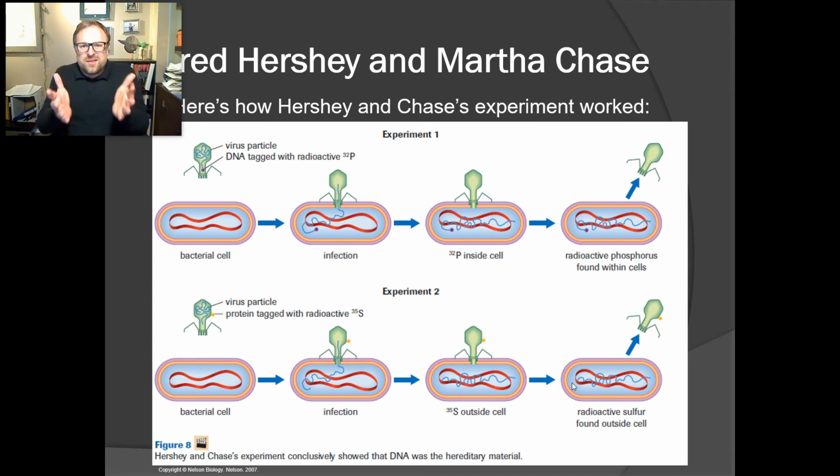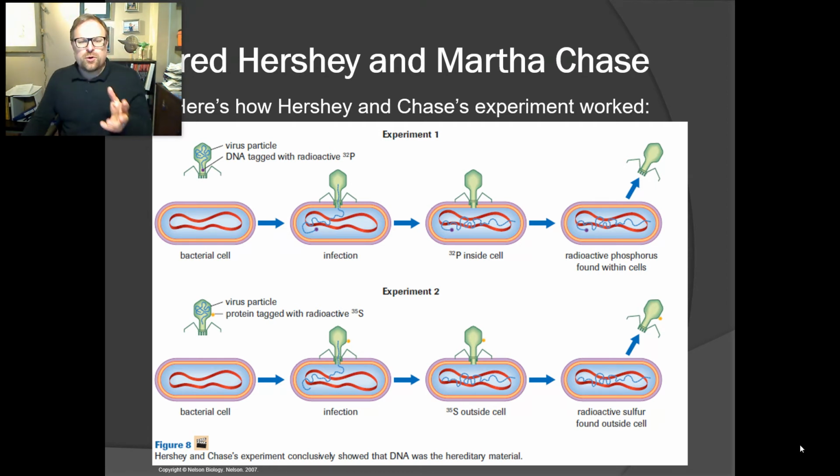So what was the thing that was injected inside the bacterium? It had to have been the phosphorus. We know that the DNA had the phosphorus in it, so it must have been the DNA that infected that bacterium. Does that make sense? I hope. So we've got the phosphorus that is inside the DNA that infects the bacterial cell.